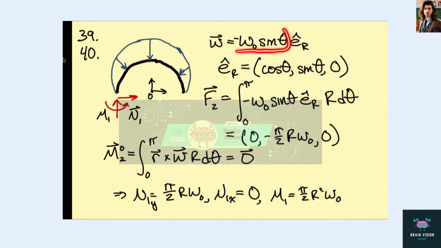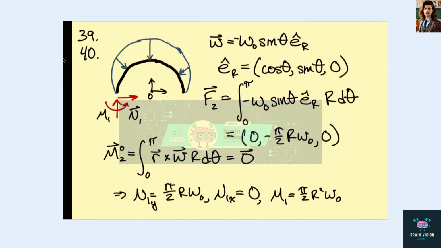minus W naught sine of theta in the radial direction. So it's always pointing in towards the center here, but the magnitude goes like minus omega naught sine theta. And the radial vector is given by, again, if we use this as theta, cosine theta, sine theta. So that's a vector in the radial direction.